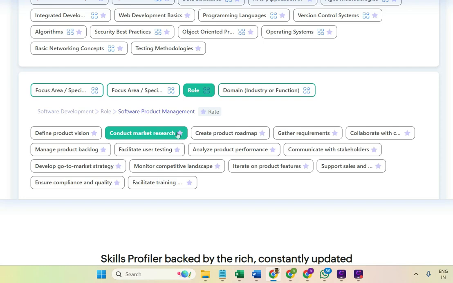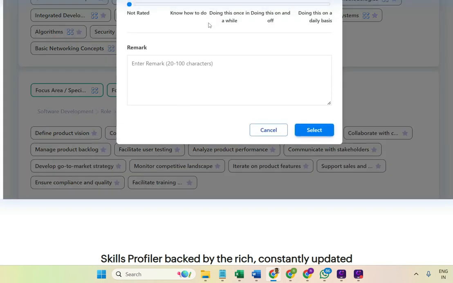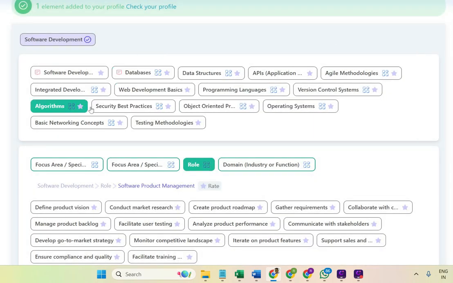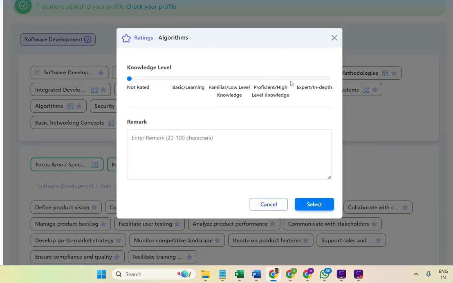In all the cases, as I said, there would be a level of ratings and proficiencies for understanding what they have been doing. And these proficiency legends can vary for the different types of skills, whether it's knowledge, whether it is a tool, whether it is an activity, and others.